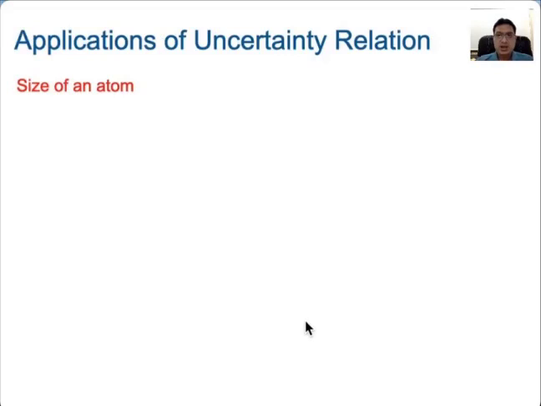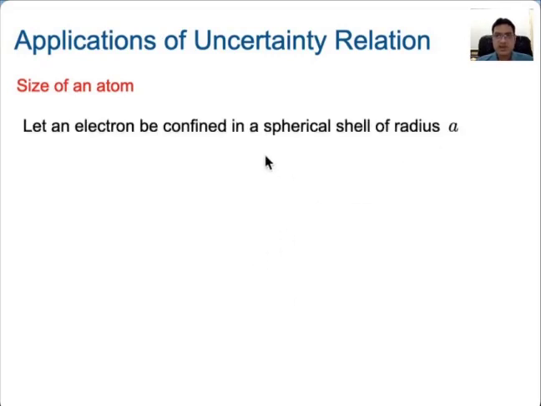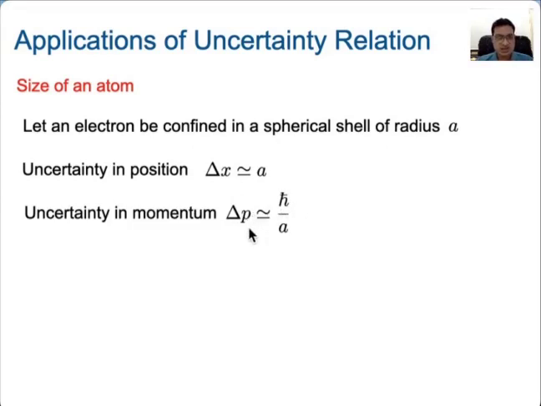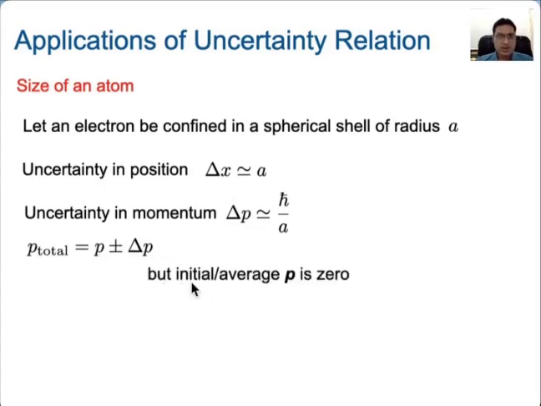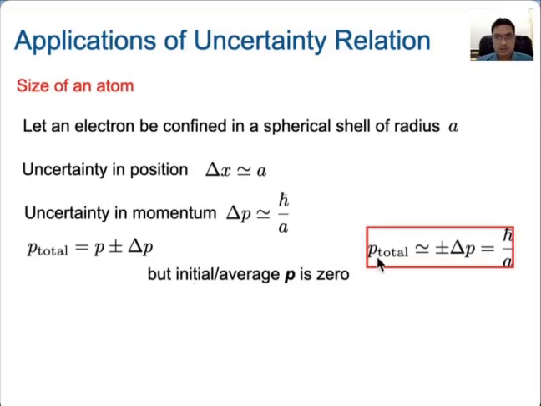Here is another application of the uncertainty relation. Let's ask, what is the size of an atom? Let's say an electron is confined in a spherical cell of radius a. So let's say this is the uncertainty delta x, and this is the uncertainty delta p. The total momentum can be written as p plus or minus the uncertainty. But we know from our previous example that the average p is 0 when the system is in equilibrium. So now your delta p total is approximated as only delta p, and delta p is h by a.